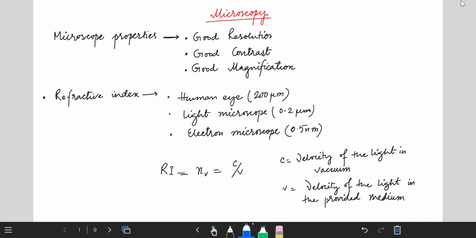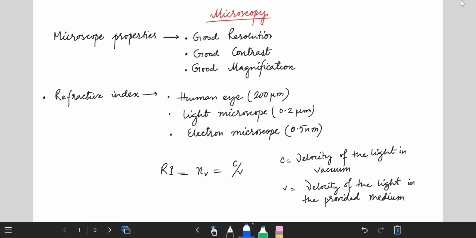Today's topic is about microscopy. So, a good microscope should have three properties. First one is good resolution, second one is good contrast, third one is good magnification. Resolution is a power which refers to the ability to produce separate images of closely placed subjects so that they can be distinguished as two separate entities.